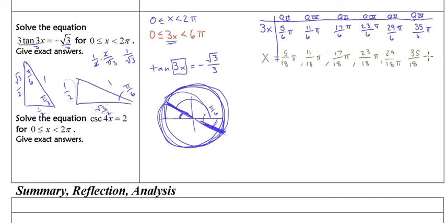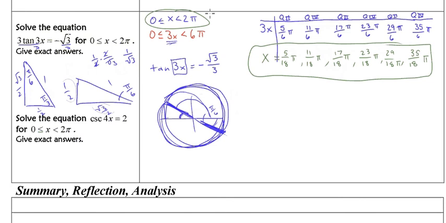35/18 pi. And notice how all these answers here are within our domain of 2 pi. It would have had to get to 36/18 to be that full circle, and so they're in our domain. We got all 6 of our answers, and we are set. Hope that helped.